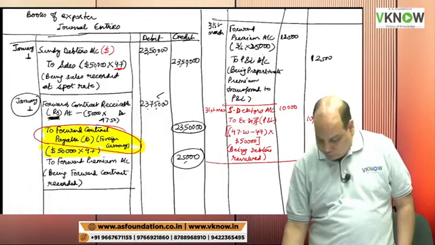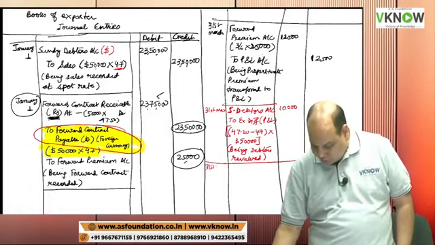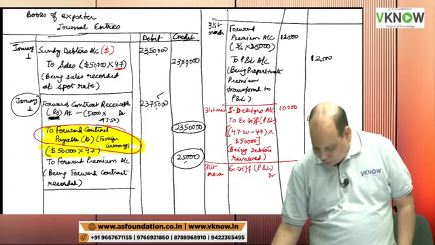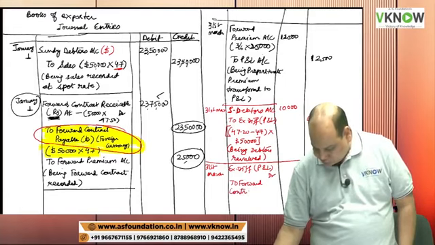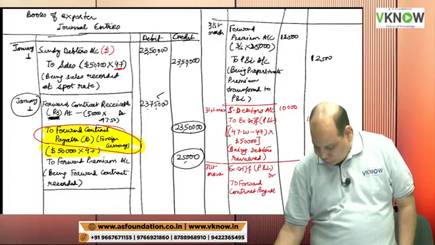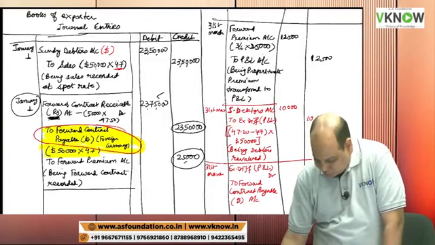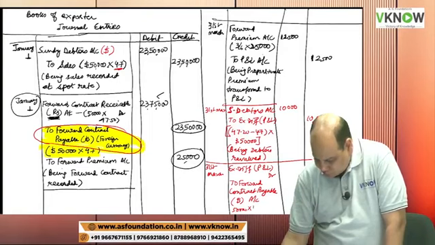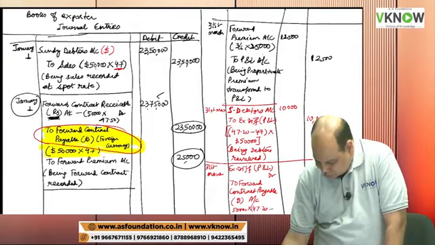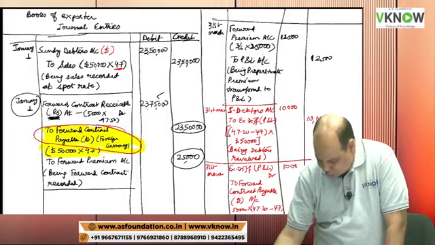So the entry would be now same date 31st March: exchange difference (P&L account) debit to forward contract payable, to forward contract payable in dollar account, and the calculation will be same. 50,000 into 47.20 minus 47, 10,000 rupees. Credit side also 10,000 rupees.